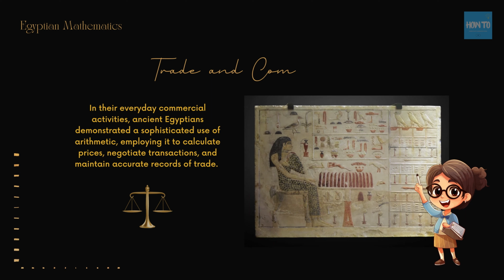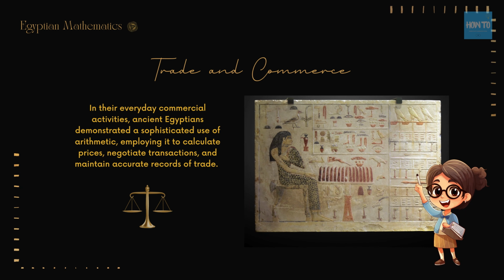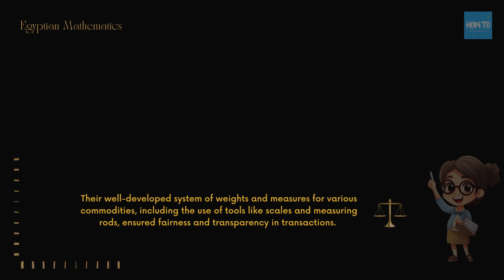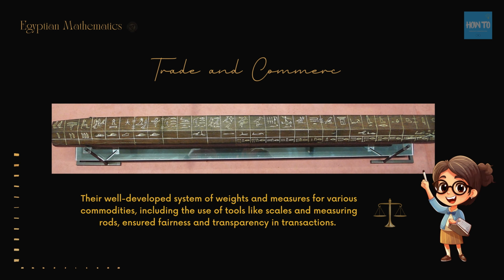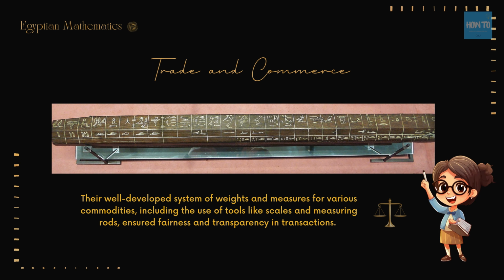Trade and commerce. In their everyday commercial activities, ancient Egyptians demonstrated a sophisticated use of arithmetic, employing it to calculate prices, negotiate transactions, and maintain accurate records of trade. Their well-developed system of weights and measures for various commodities, including the use of tools like scales and measuring rods, ensured fairness and transparency in transactions.